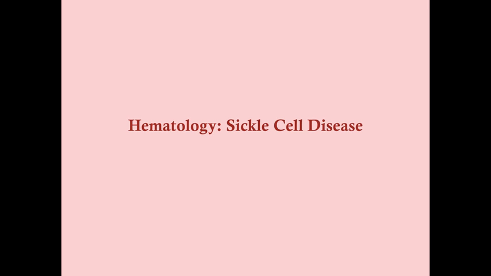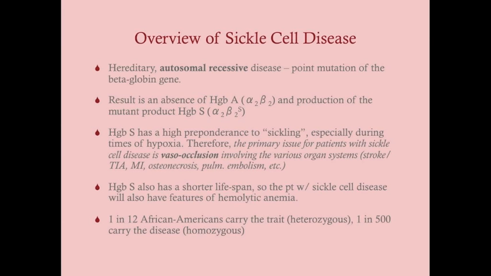Okay, so sickle cell disease is a hereditary autosomal recessive disease. By autosomal recessive, meaning both of your parents have to carry the trait, and it's a point mutation of the beta globin gene. Beta globin is one part of the globin tetramer. There are two beta globins and two alpha globins, making one full hemoglobin A. If you have a defective beta globin, then you're going to have a defective globin A, and therefore a defective hemoglobin A.